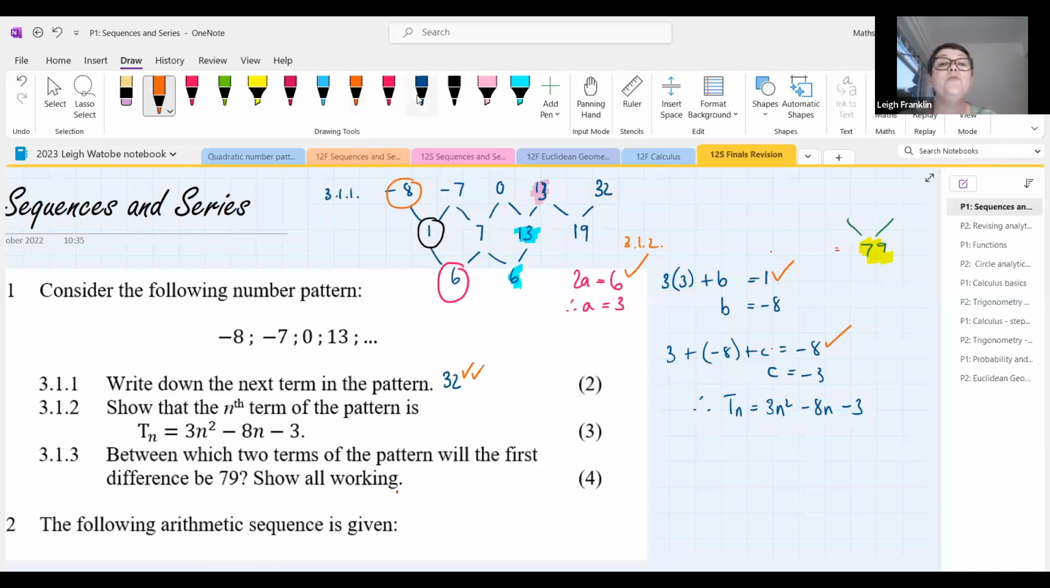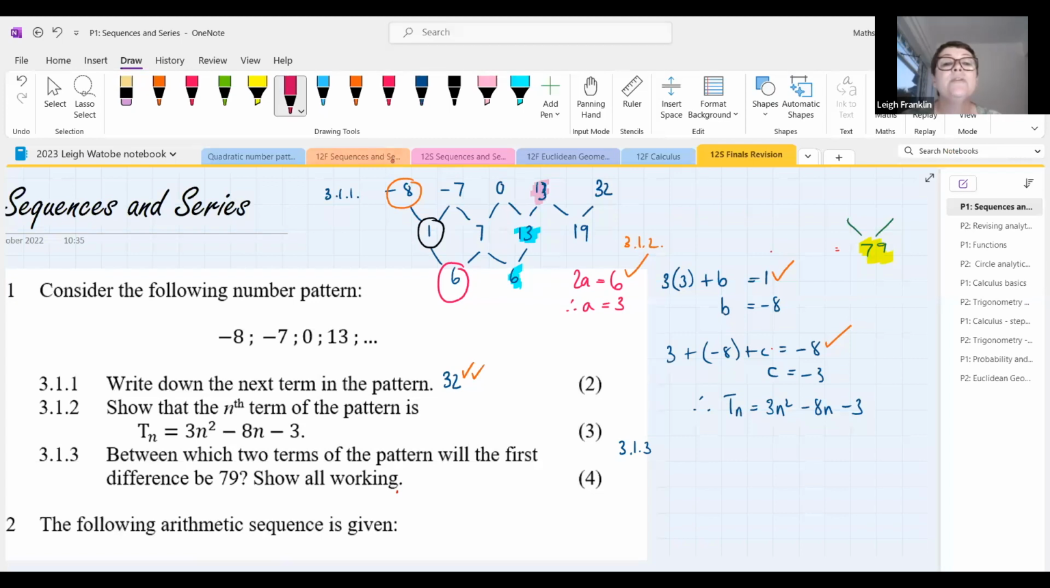Now question 3.1.3 asks us, between which two terms of the pattern will the first difference be 79? Show all working. So what does this mean? How are we going to figure this out? How will we work out between which two terms? You create a formula using the first differences and make it equal to 79.